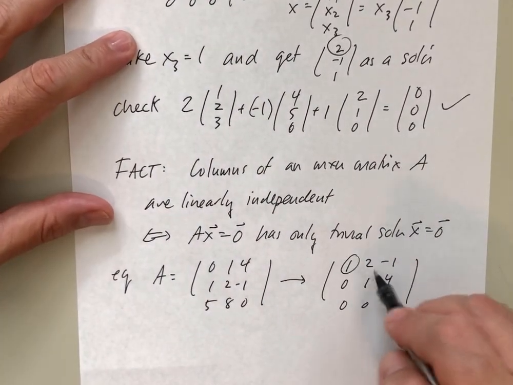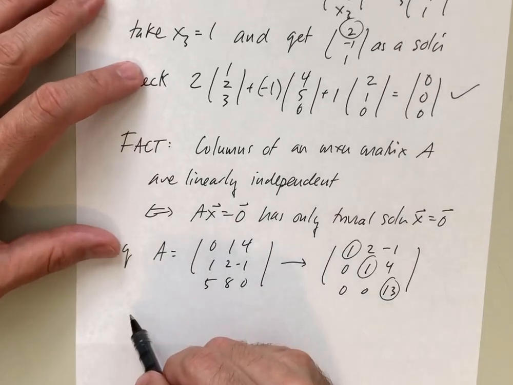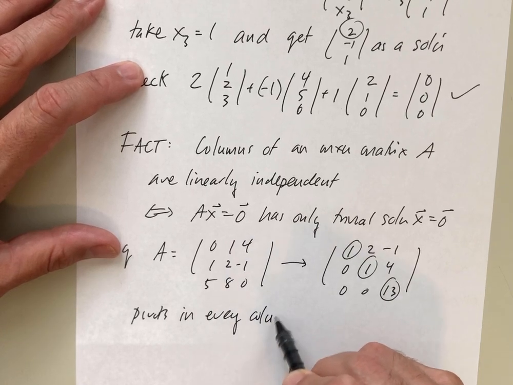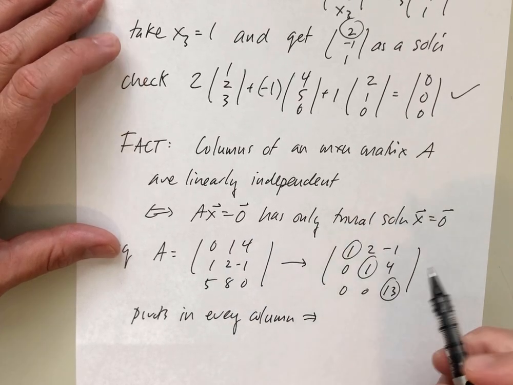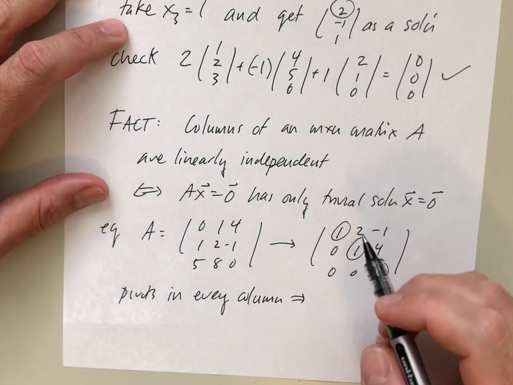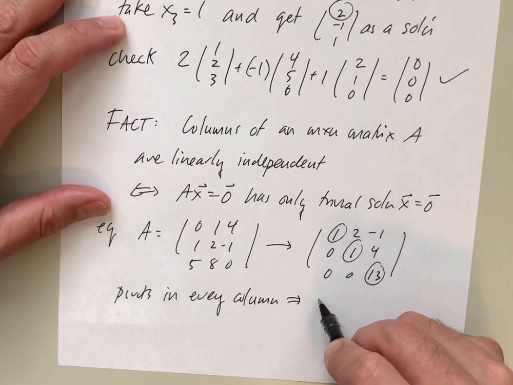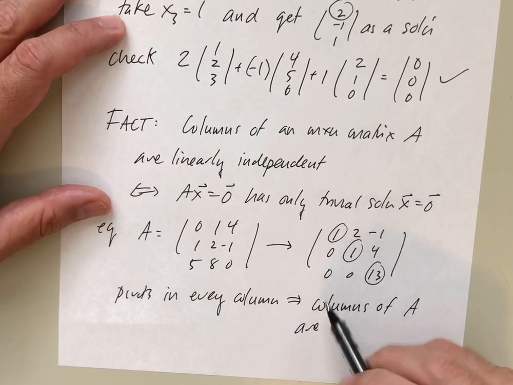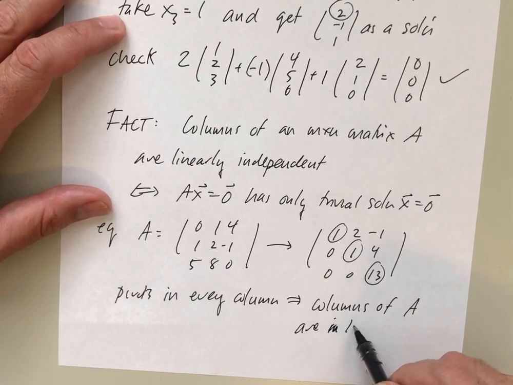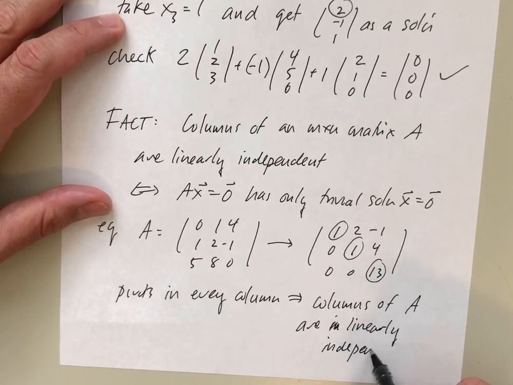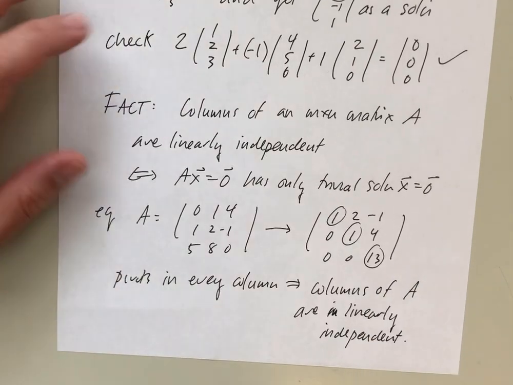What do I see here is I got pivots in every column. So what that tells me is that there's no free variable, so there's one and only one solution to this homogeneous system. This implies that the columns of A are indeed linearly independent.